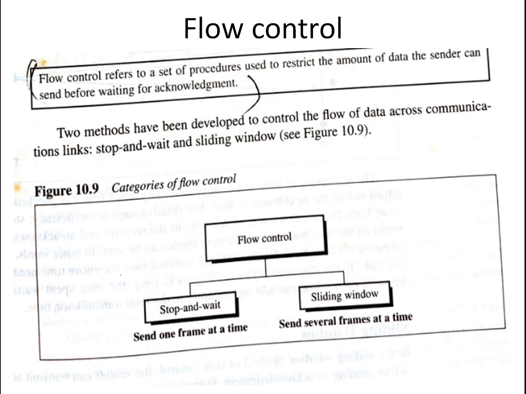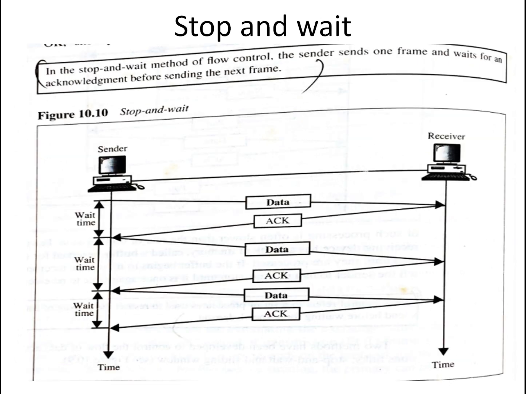Flow control is a set of procedures for how much data can be sent before waiting for the acknowledgement. For flow control, you have the stop and wait and the sliding window methods. In stop and wait, you have only one frame at a time, and in the sliding window, you have several frames at a time. For example, in the stop and wait method, you send, wait, and then send the next data, wait and then send the data. Like this, the data is sent onward.